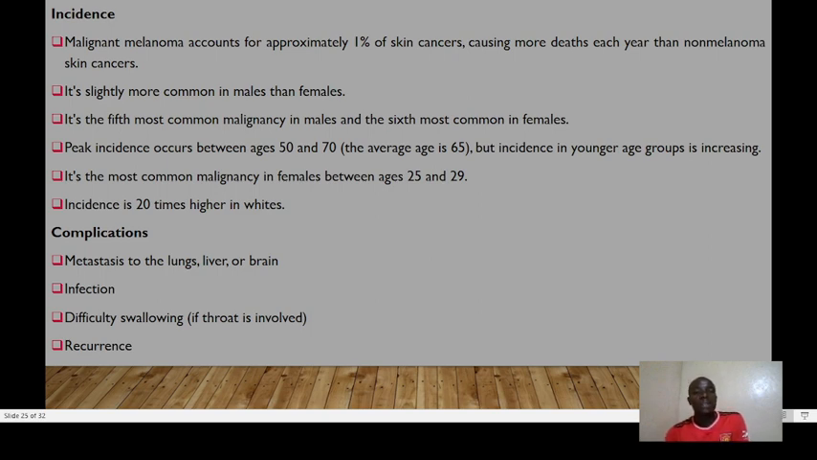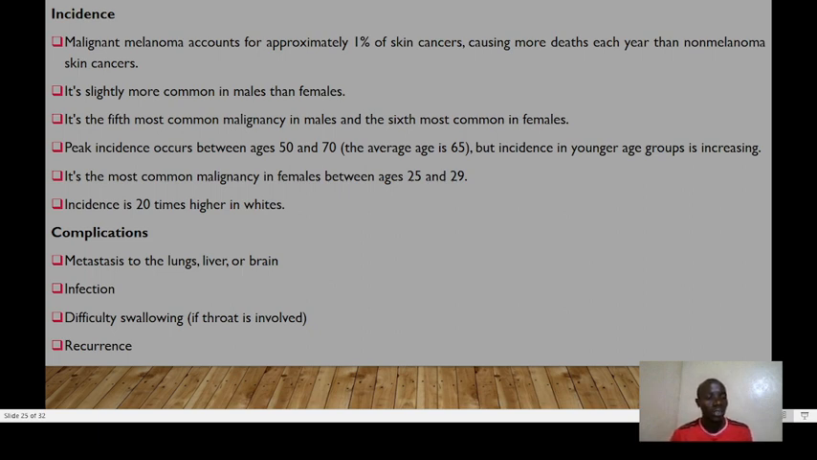Malignant melanoma accounts for approximately 1% of skin cancers, causing more deaths each year than non-melanoma skin cancers. It's slightly more common in males than females and is the fifth most common malignancy in males and the sixth common in females. Peak incidence will occur between ages 50 and 70 with an average of 65, but incidence in younger age groups is increasing. So most studies are still being done just to find out the reason why. It's a more common malignancy in females between ages 25 and 29, and incidence is 20 times higher in whites. I think that one we had indicated.